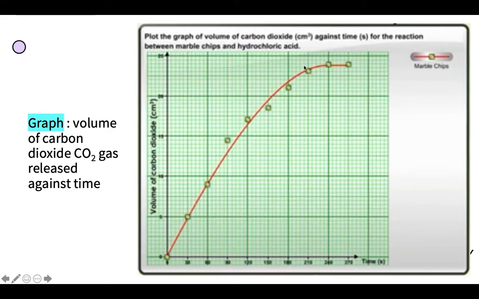So from this graph, as you can see, when the time increases, the volume of the carbon dioxide gas also increases. So I want it like this: when we get the data, we must plot a graph. Of course, it is not a straight line graph. It is proportional but not a straight line graph. It is a curved graph.